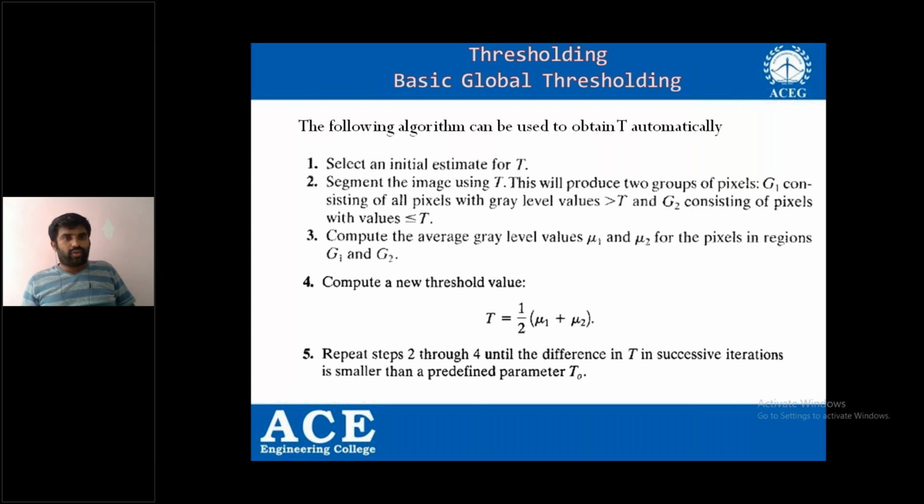And here you cannot take the threshold directly, you cannot decide the threshold value arbitrarily, and sometimes it may lead to wrong decisions and wrong solutions. So therefore it is better to go with global thresholding, right?